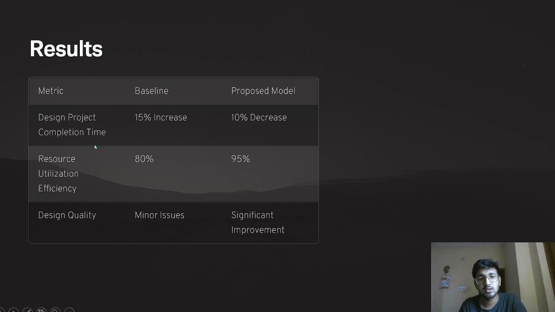Next, we have resource utilization efficiency. In the baseline model, we have 80% use, and in the proposed model it will be 95%, which is a 15% increase from the previous one, which is a good thing for the students. Next, we have design quality and minor issues. In the baseline model, we have a few minor issues which would lead to more complexity, and in the proposed model we have significant improvements in the minor issues, which will totally overcome the baseline model, and this will help students in a better way, and students would be grateful for that.